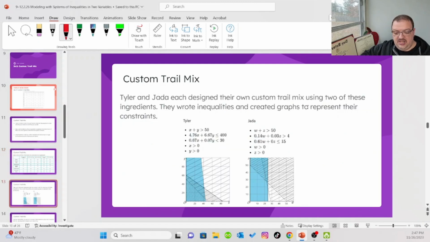Tyler and Jada each designed their own custom trail mix using 2 of these ingredients. They wrote inequalities and created graphs to represent their constraints. We have Tyler on the left with his constraints and the graph that represents them. And we have Jada with her constraints and the graph that represents them.